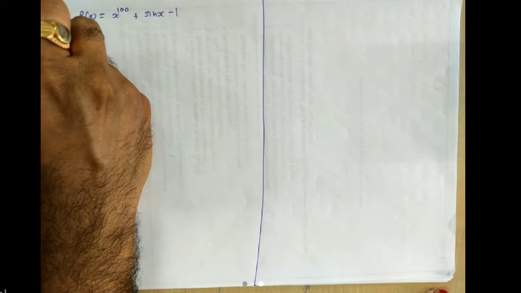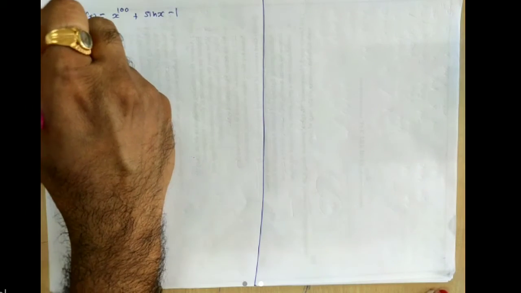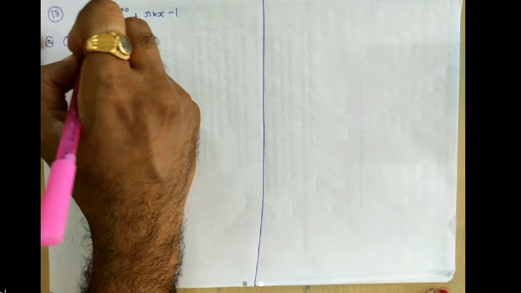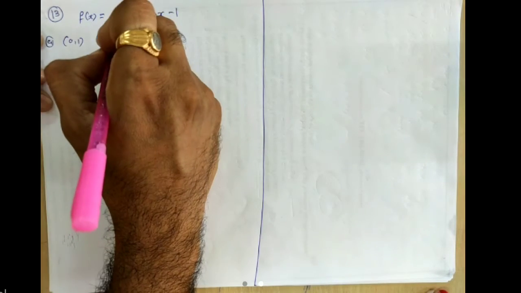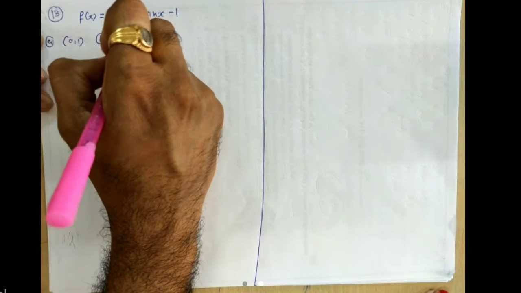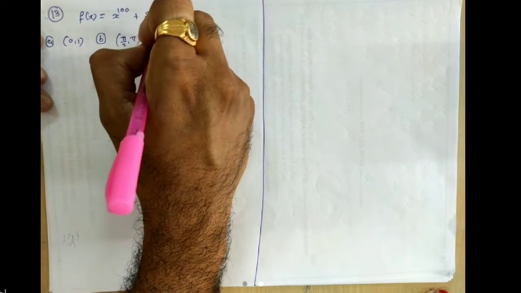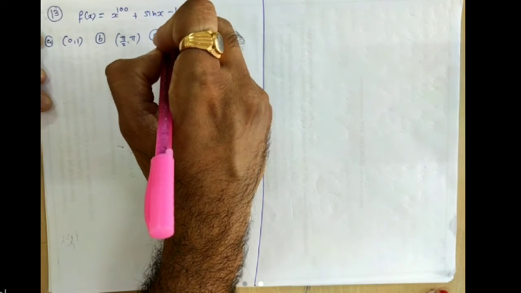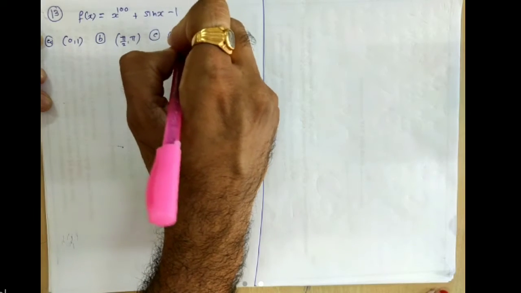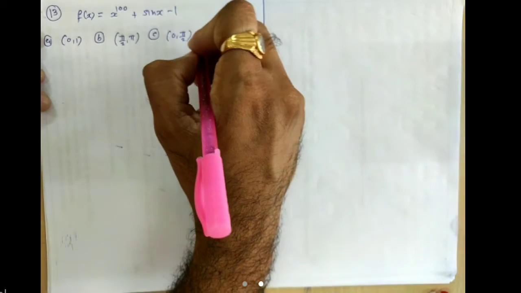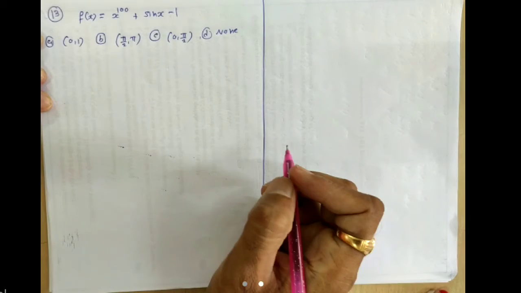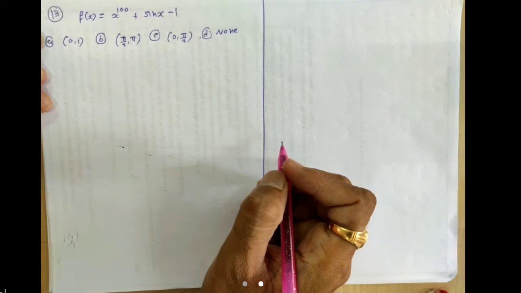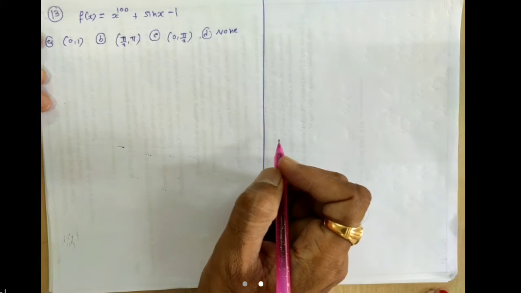Four intervals are given: A, open interval 0 to 1; B, open interval pi by 2 to pi; C, open interval 0 to pi by 2; and option D, none of the above. So total four options are there. You have to find the interval in which the given function is strictly decreasing.